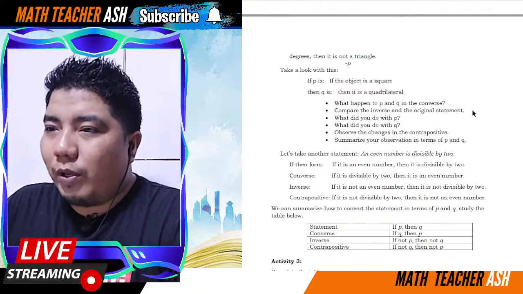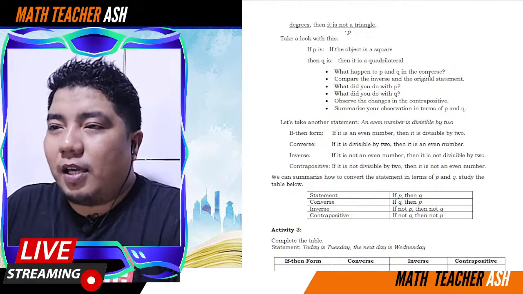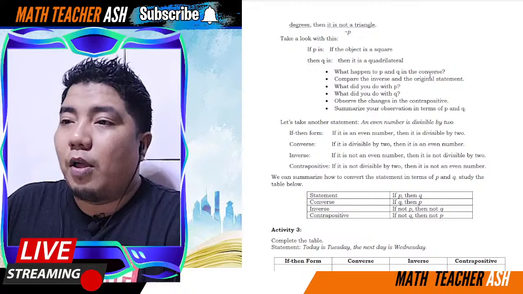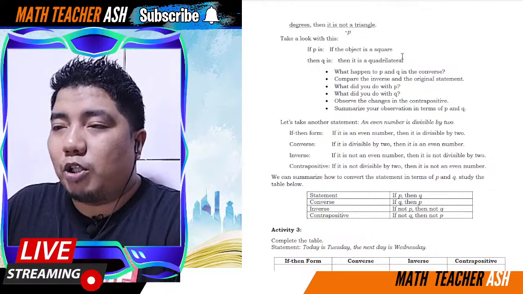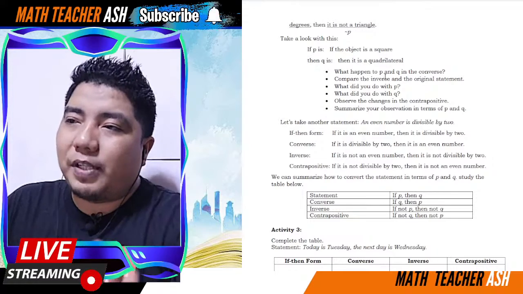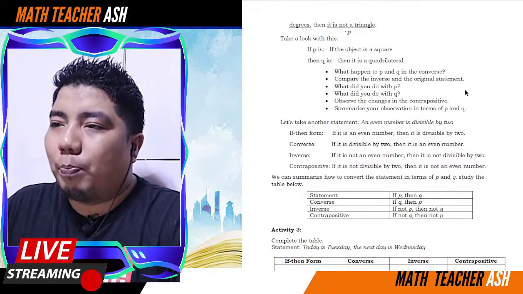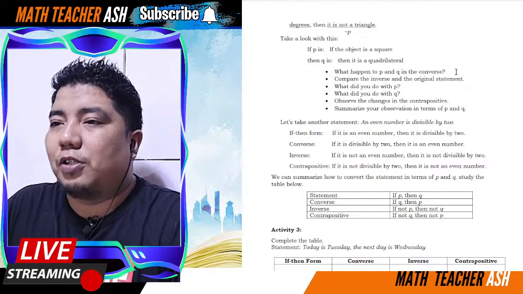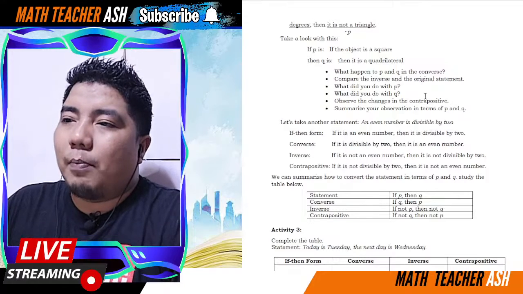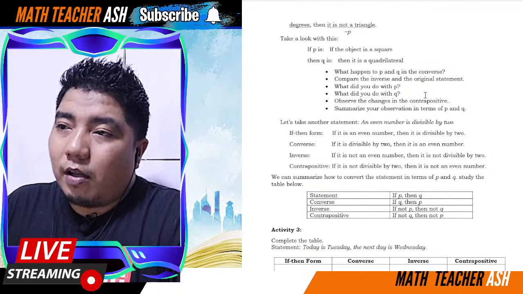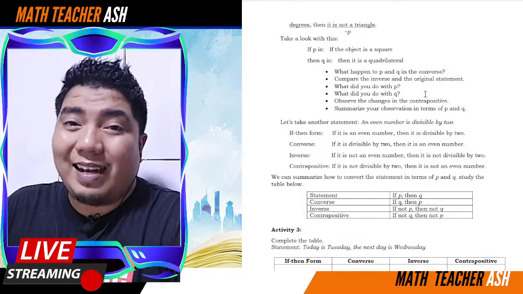Take a look at this. If the object is a square, then it is a quadrilateral. So this is the conditional statement. What happened to P and Q in the converse? Kung i-converse natin ito, this will become: if the object is a quadrilateral, then it is a square.